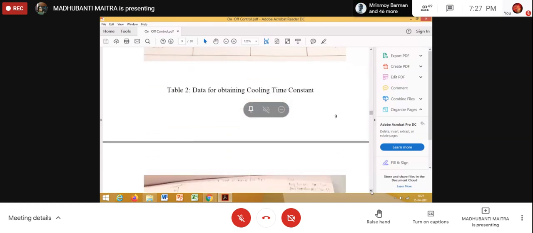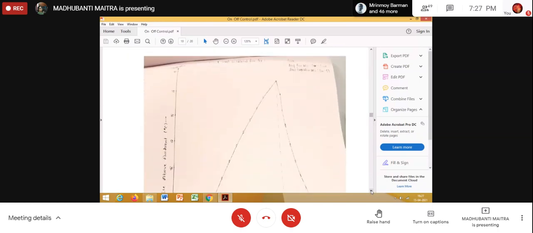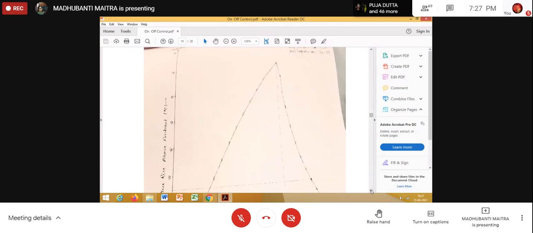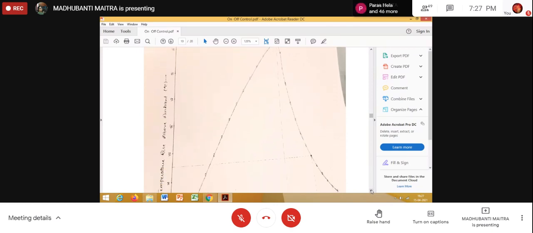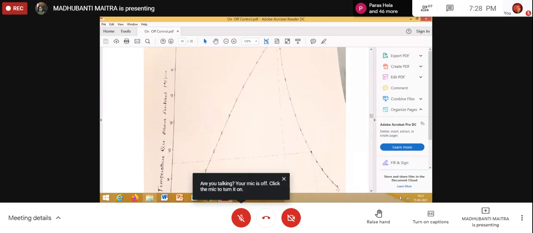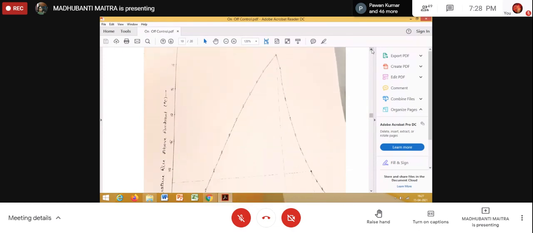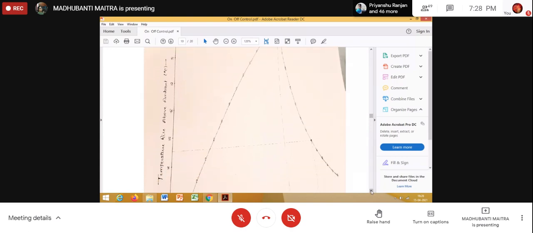Now this graph is not properly drawn. Two separate plots should be drawn, one for heating and one for cooling, right? Because as we have noted in the procedure, when the fan is connected in the circuit after removing the heater, that particular instant should be considered to be time t equal to 0. Okay, so one heating curve will be there, and there should be a second plot representing the cooling process.